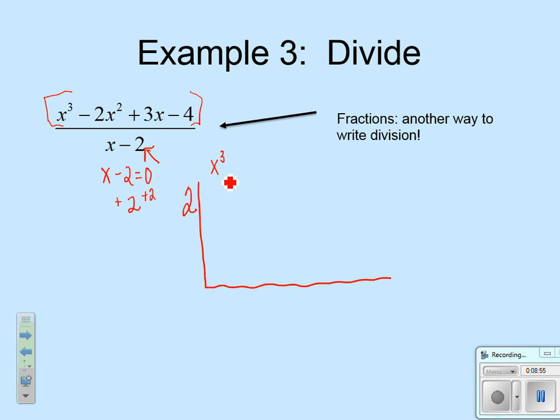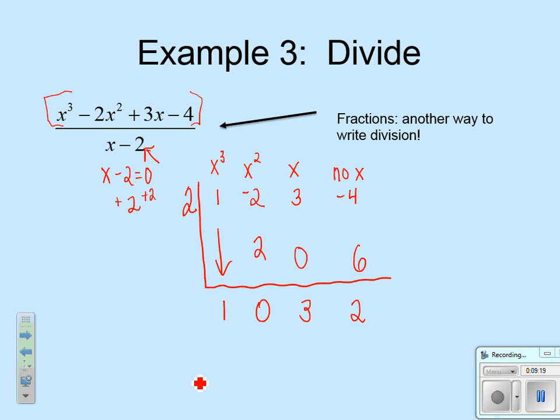So x cubed is the 1, x squared is the -2, x is the 3, and the no x is the -4. Bring down the 1. 2 times 1 is 2. -2 plus 2 is 0. 2 times 0 is 0. 0 plus 3 is 3. 3 times 2 is 6. And 6 minus 4 is 2.